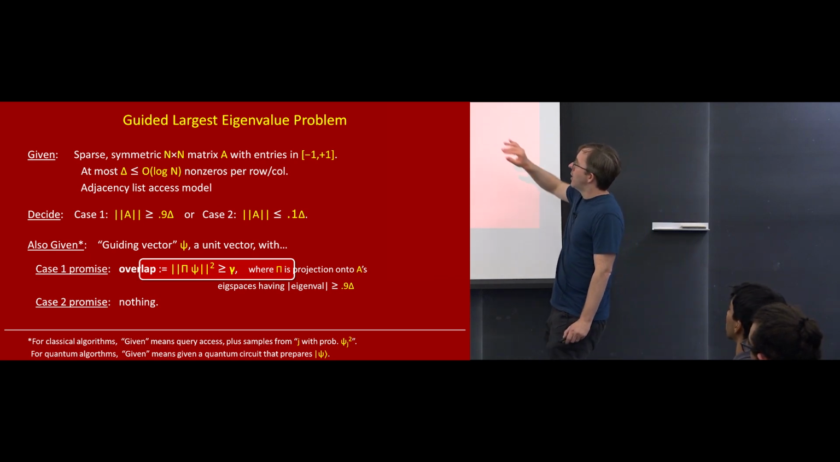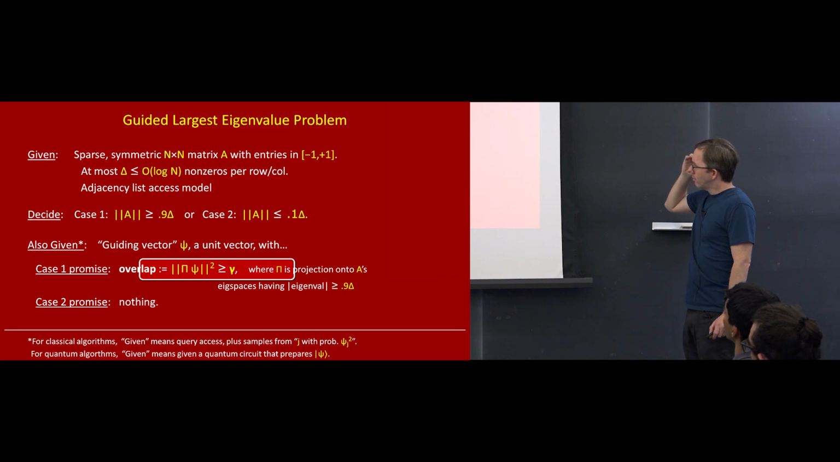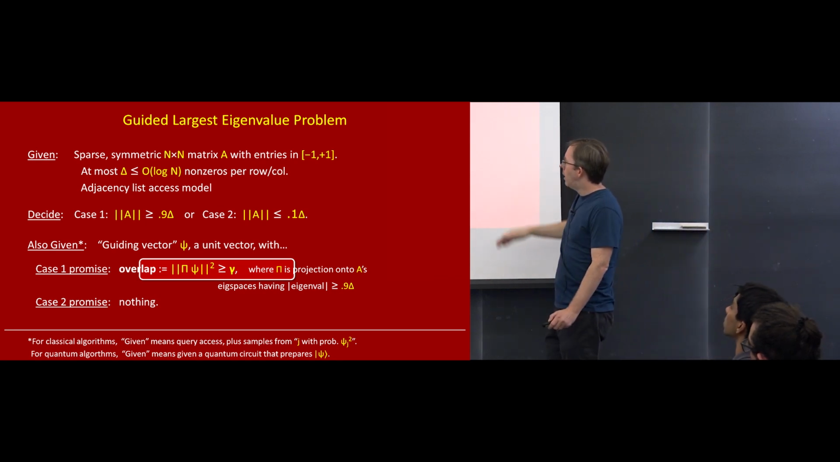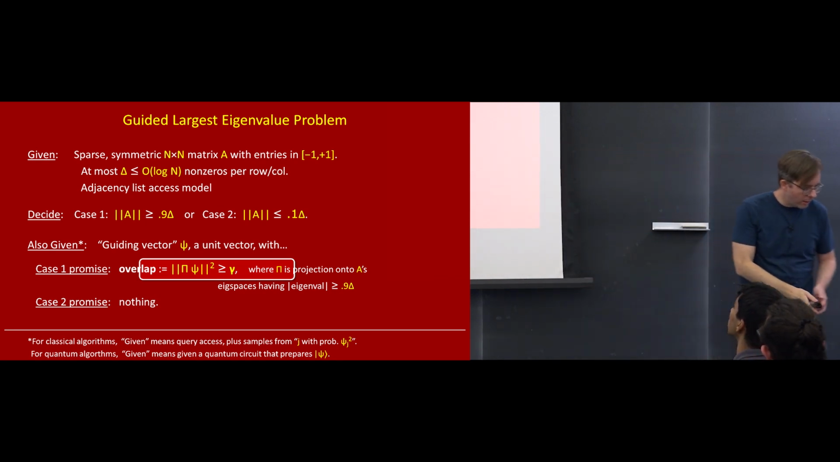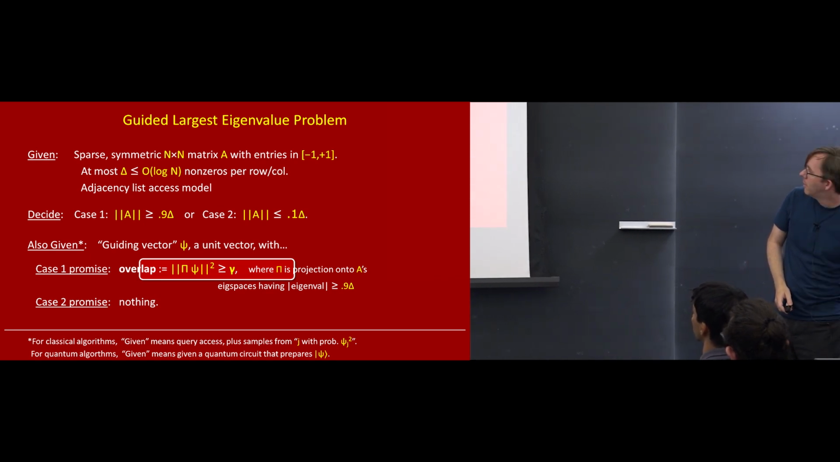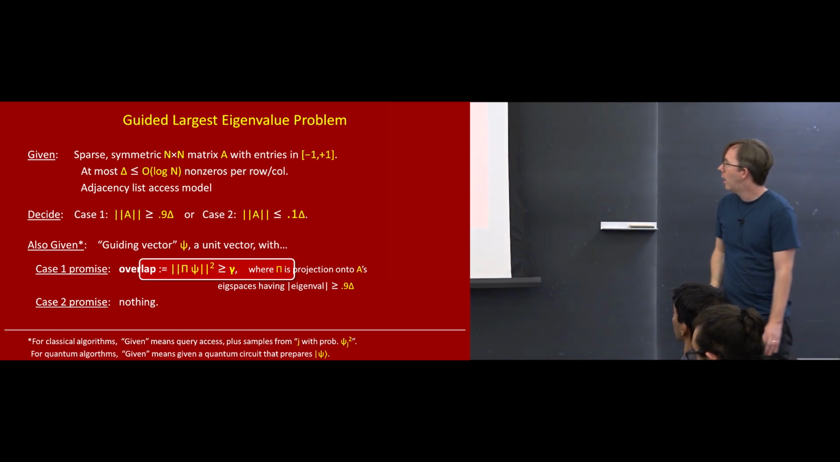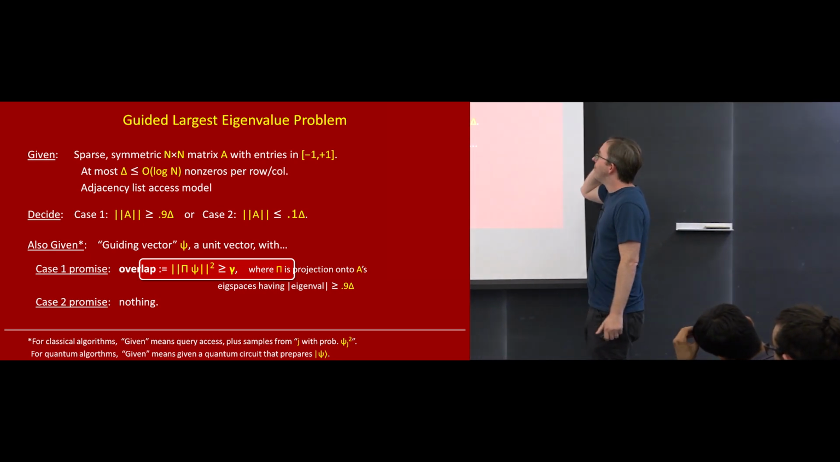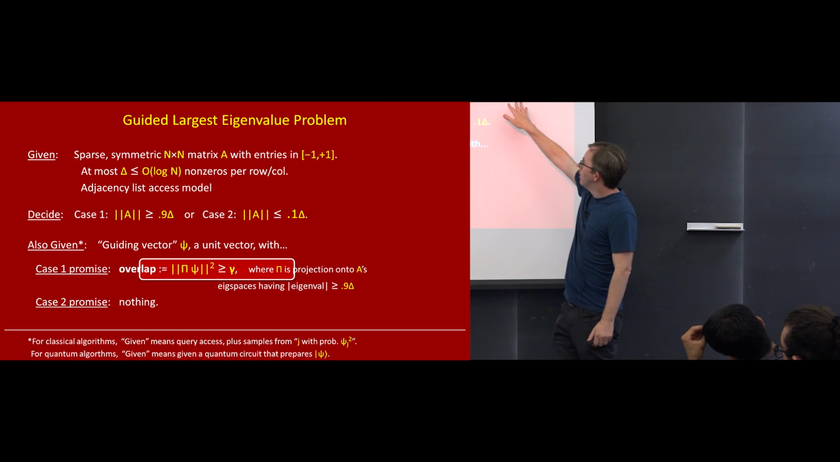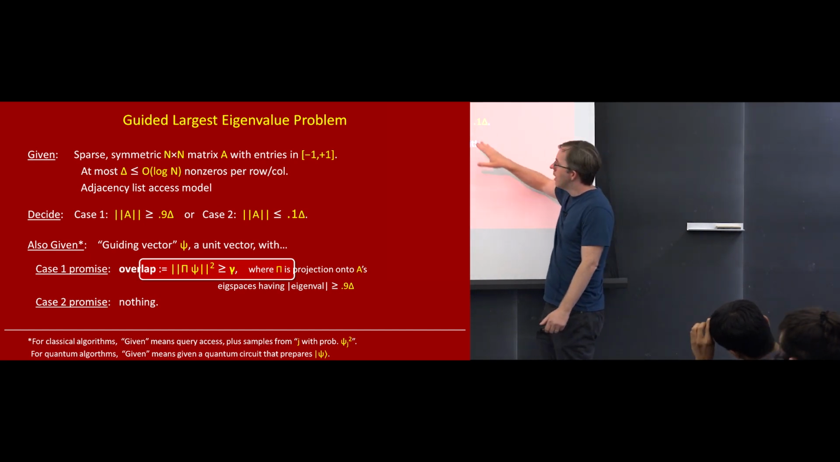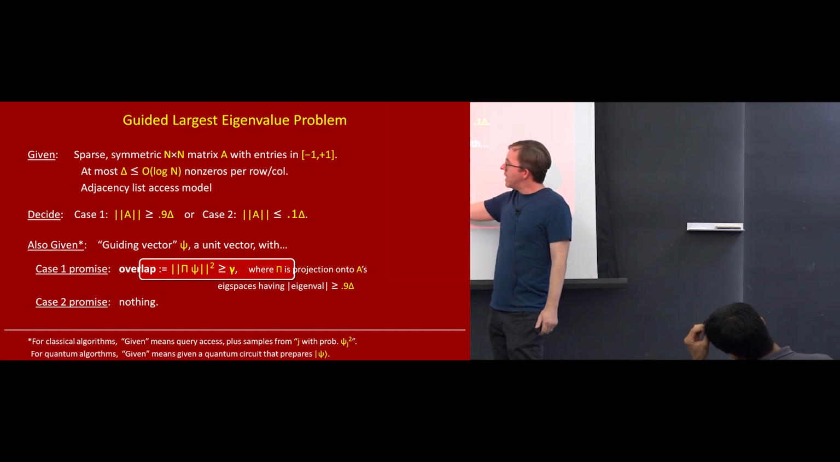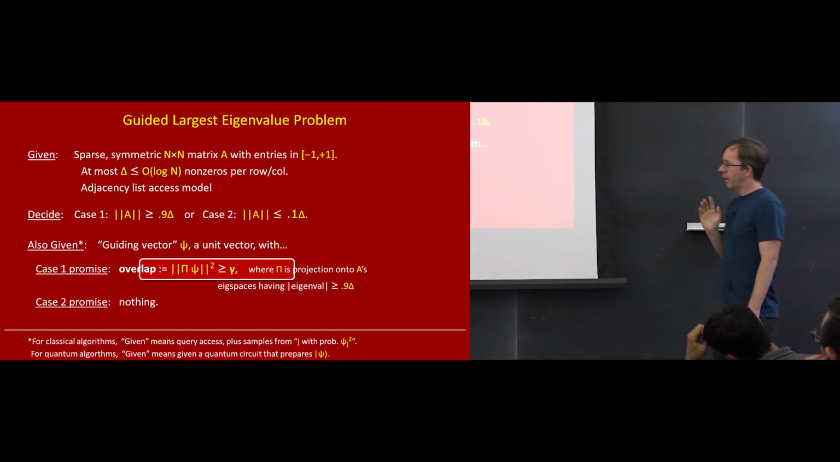I'll call it the guided largest eigenvalue problem. Same problem. Oh wait, I think I missed a slide. Maybe not. Okay, so it's the same problem. You're given this matrix, and you're in one of these two cases. But you're also given one more piece of information which might help you.